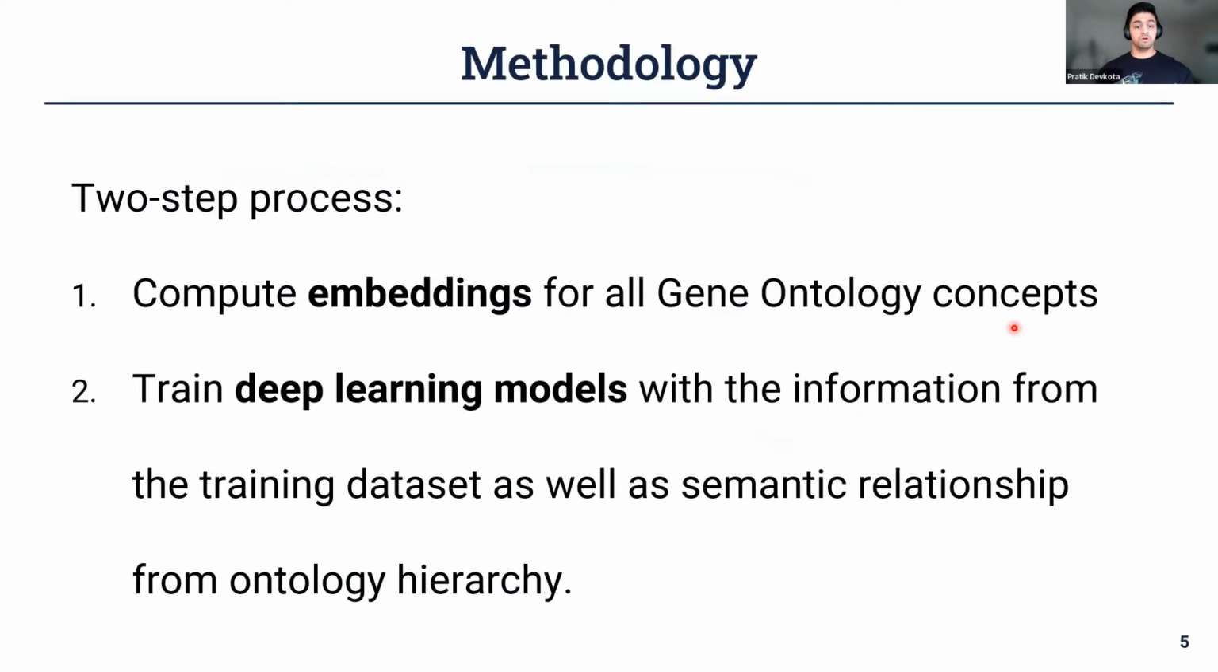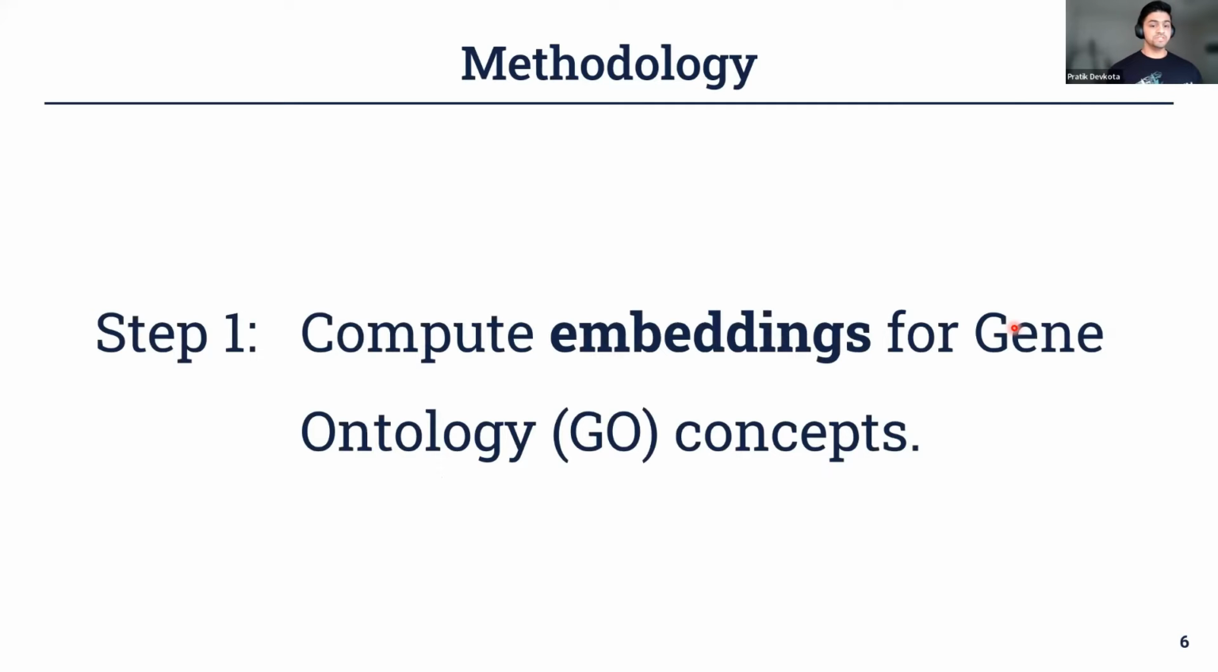Now, talking about the overall approach, our implementation is a two-step process, where the first step is to compute embeddings for all concepts in gene ontology, and then the next step is to provide these embeddings as input to deep learning models, along with the human curated annotation dataset. Now, the first step, computing embeddings for GO concepts.